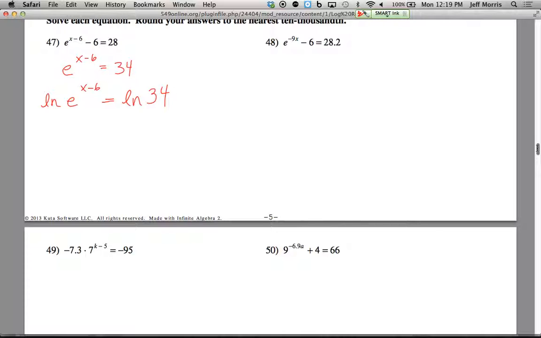All right, what do you think is going to be helpful about taking the log of both sides? Why was that helpful? Because now you can take the monkey out of the tree. What's the monkey? X minus 6. X minus 6. You guys rock.